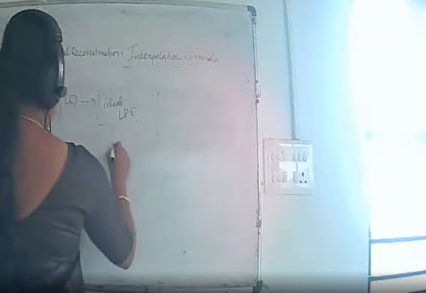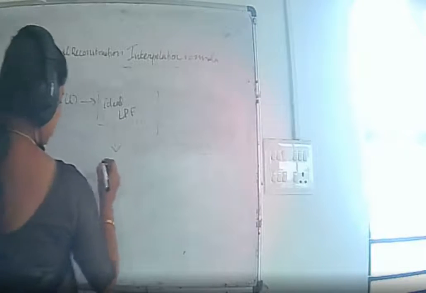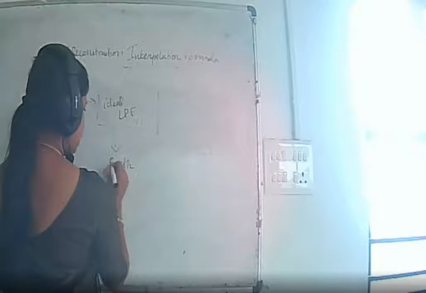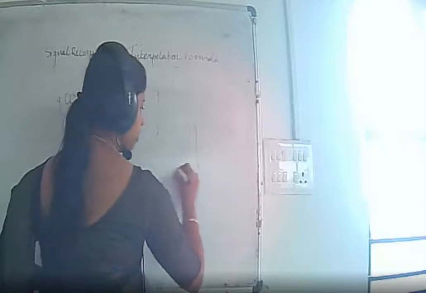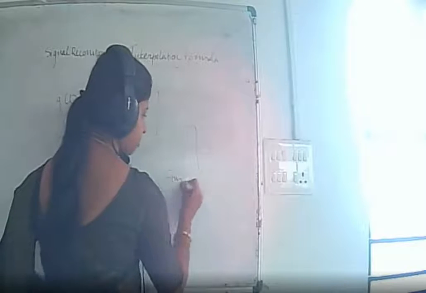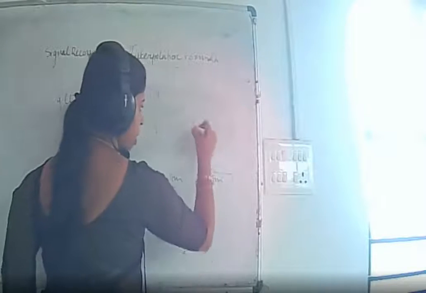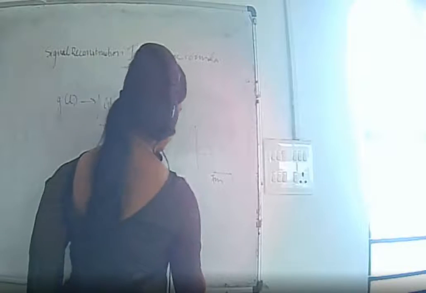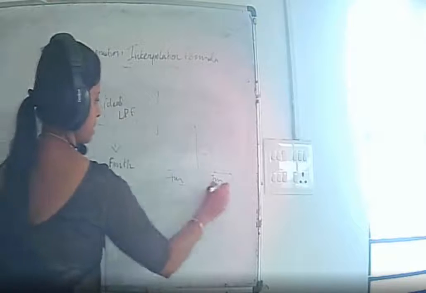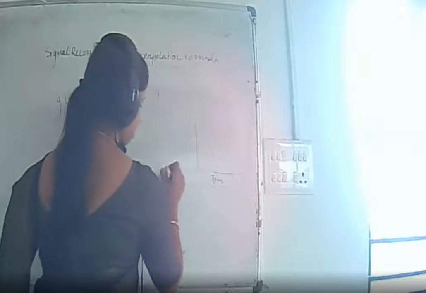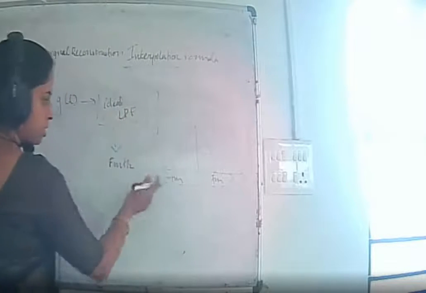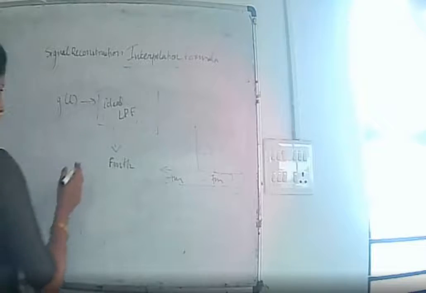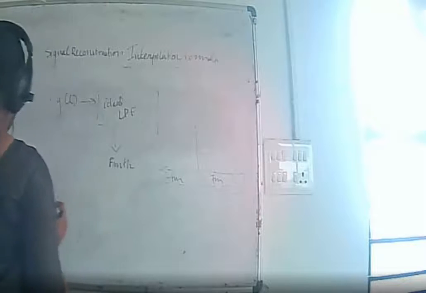This ideal low pass filter has a cutoff frequency of Fm hertz. That is, it is band limited to minus Fm to Fm. All the signal components which lie between minus Fm and Fm are passed. All other frequency components beyond this range are excluded by this ideal low pass filter.